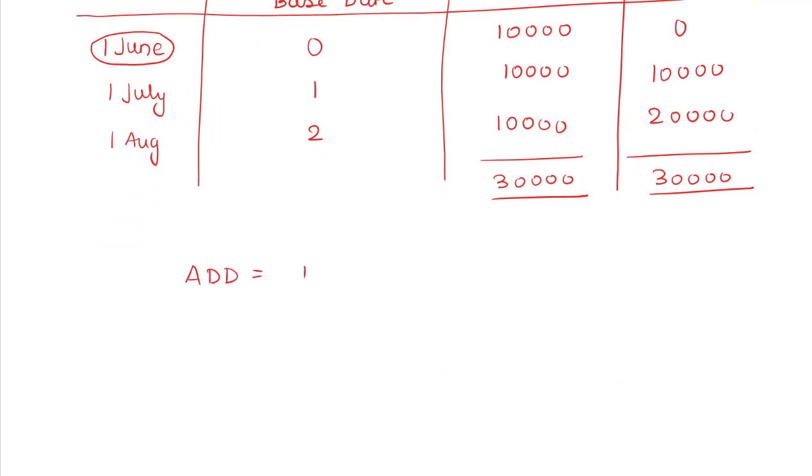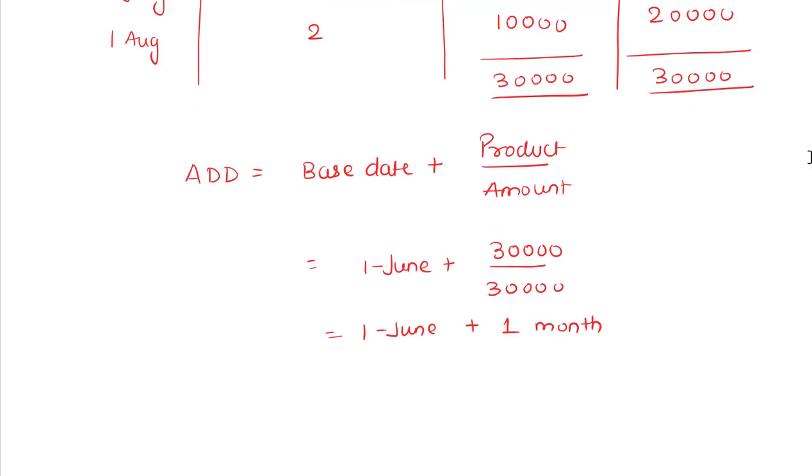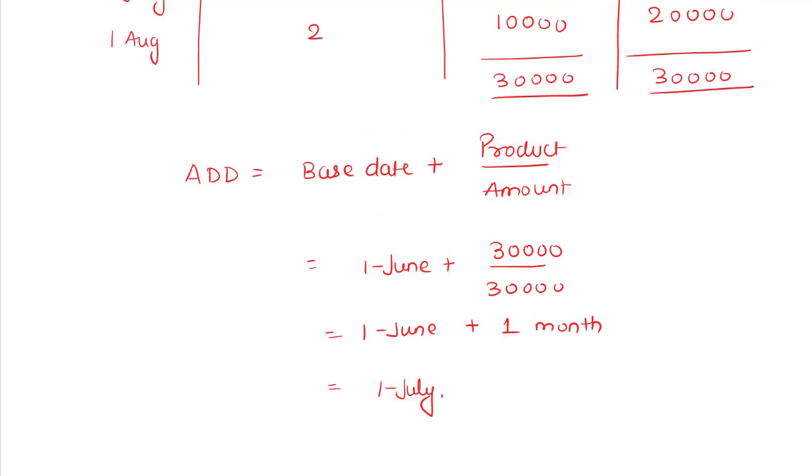Formula to calculate average due date equals base date plus product divided by amount. Base date is 1st of June. Product is 30,000. Amount is also 30,000. 1st of June plus 1 month. So average due date is 1st of July. I believe you understood. Let us move ahead.